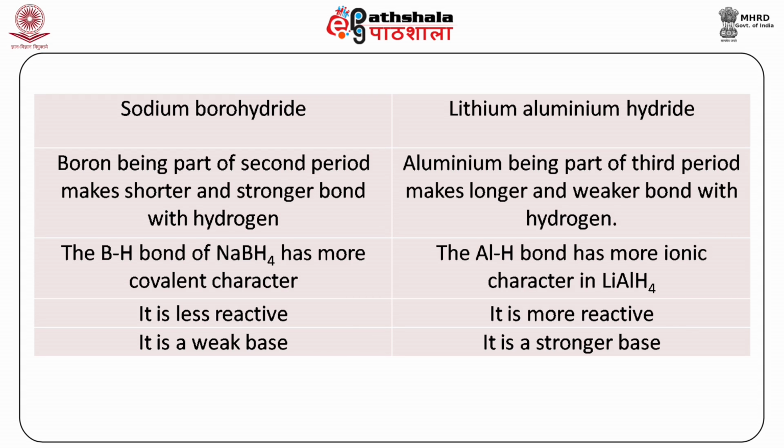In sodium borohydride, the boron being of the second period makes a shorter and stronger bond with hydrogen. On the other hand, in lithium aluminium hydride, aluminium being part of the third period makes a longer and weaker bond with hydrogen. As a result, the B-H bond of NaBH4 has more covalent character, while the Al-H bond in lithium aluminium hydride has more ionic character. Sodium borohydride is less reactive as compared to lithium aluminium hydride, which is more reactive.